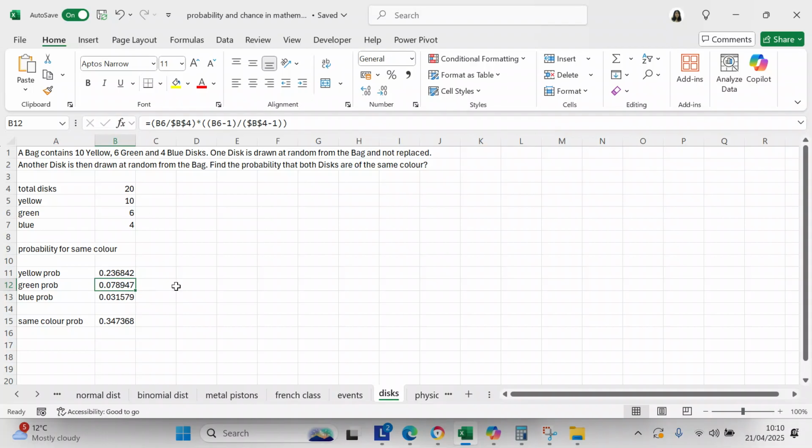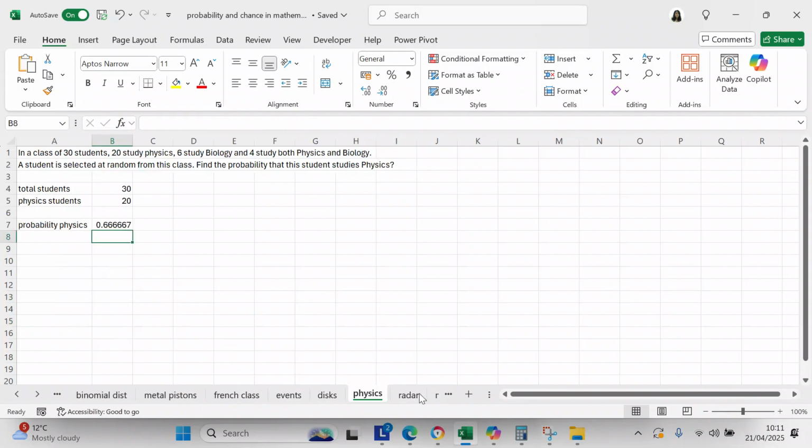minus 1, and you have a 7.89% probability. Now we have the probability of blue, so you've got B7 divided by B4 times B7 minus 1 divided by B4 minus 1, and you have a 3.1579% probability. So we're going to check the probability of the same color, which is going to be B11 plus B12 plus B13, and so it's going to be 0.347368. So that is the answer to that question.